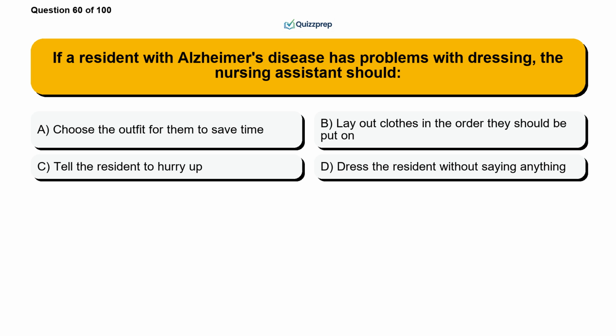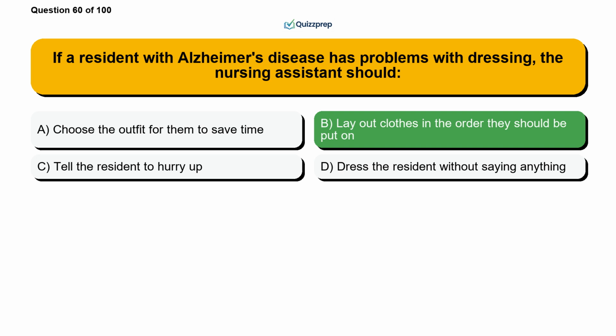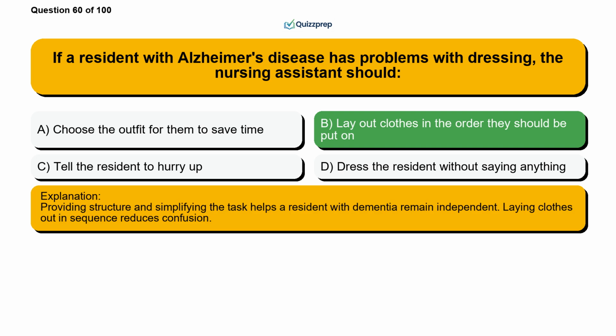Option B, lay out clothes in the order they should be put on. Option C, tell the resident to hurry up. Option D, dress the resident without saying anything. The correct answer is option B, lay out clothes in the order they should be put on. Providing structure and simplifying the task helps a resident with dementia remain independent. Laying clothes out in sequence reduces confusion.